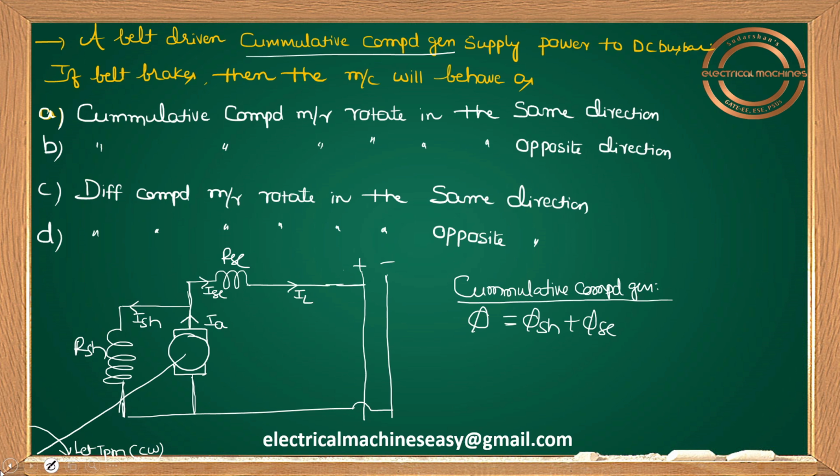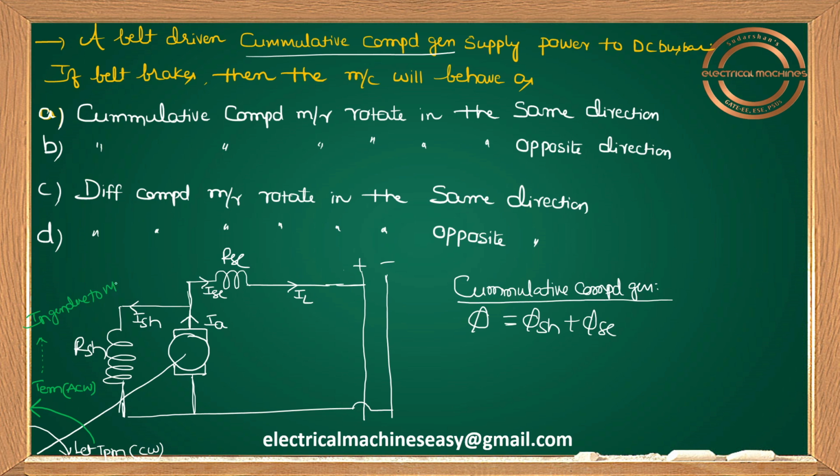Don't forget one more thing I told you. In a generator, motor action will take place. Because of motor action, whatever electromagnetic torque I get will be opposite to your prime mover torque. By this time I have told you so many times. Those who are in doubt, you can refer to the simple loop diagram. This T_M is in a generator.